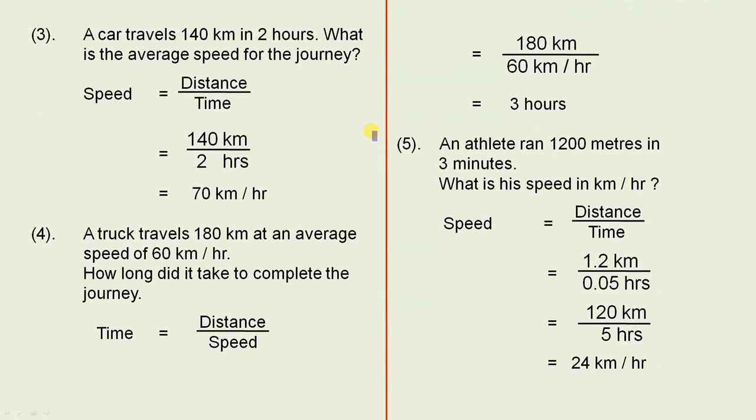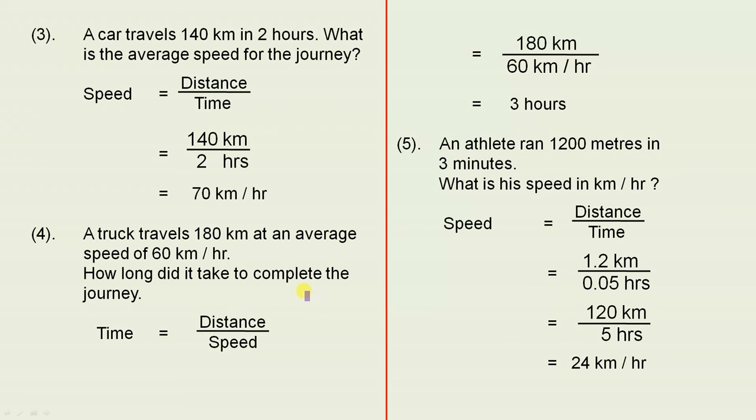A car travels 140 kilometres in 2 hours. What is the average speed for the journey? So to use the other equation when we did the manipulation, speed equals distance over time, which is 140 kilometres over 2 hours. 2 into 140 goes 70, so it's 70 kilometres per hour. That's the speed.